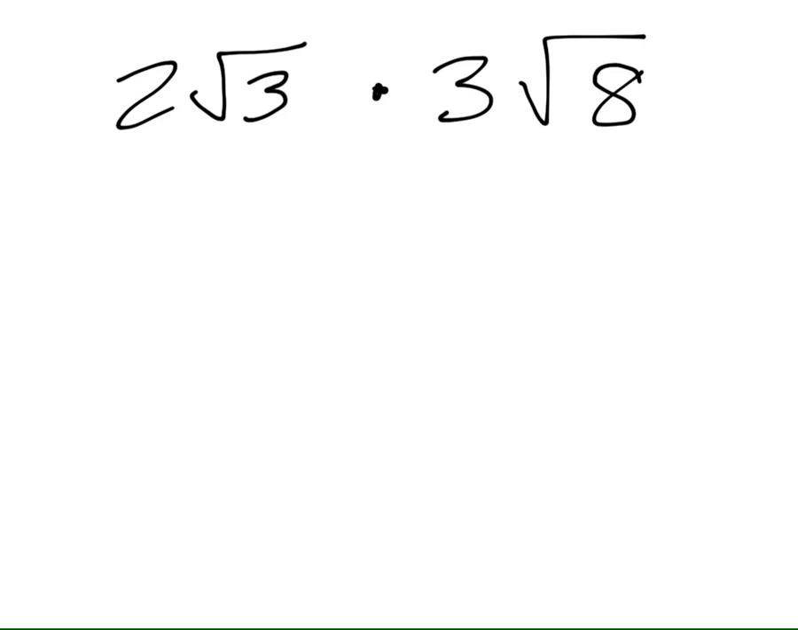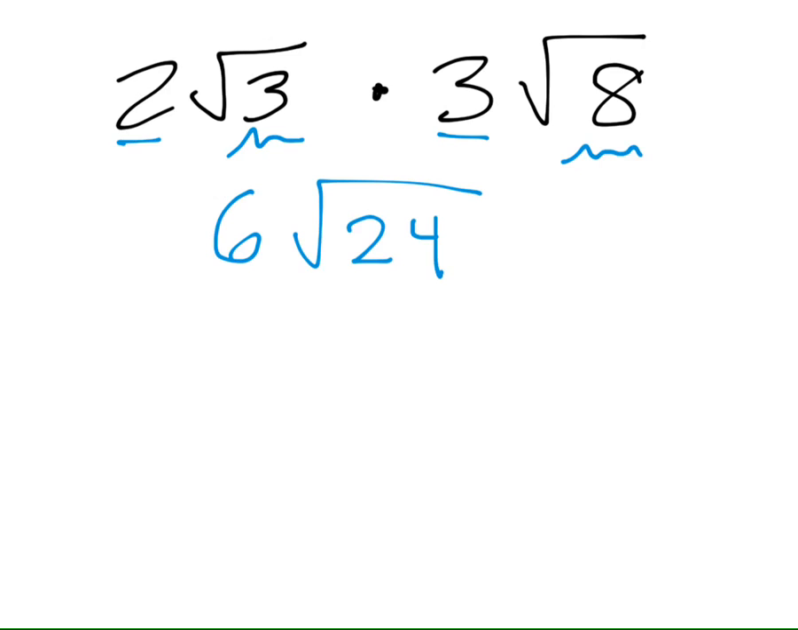I think a lot of us are on the right track here. Again, you multiply stuff on the outside of the square root together. 2 times 3 is 6. You multiply stuff on the inside of the square root together. 3 times 8 is 24. And now you can simplify radical 24, square root of 24.